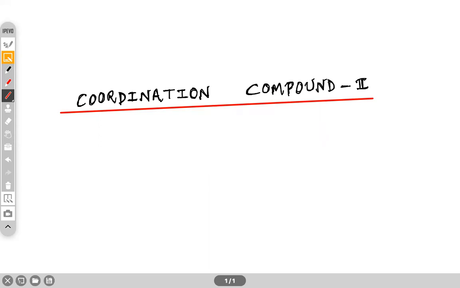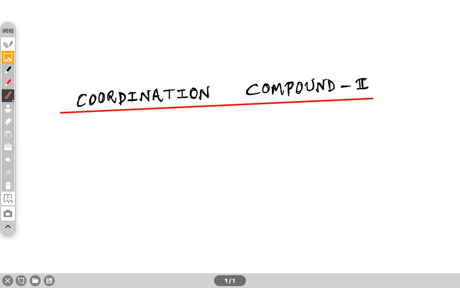I think we did Werner's Coordination Theory, right? Yes, sir. We wrote the drawbacks of Werner's theory. That was the last thing. Okay. So primary and secondary valency we have discussed. We also discussed the number of ionizable ions.